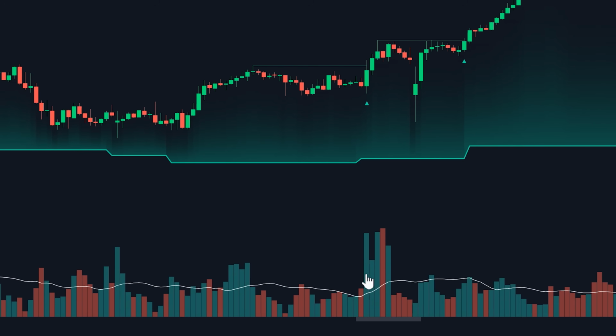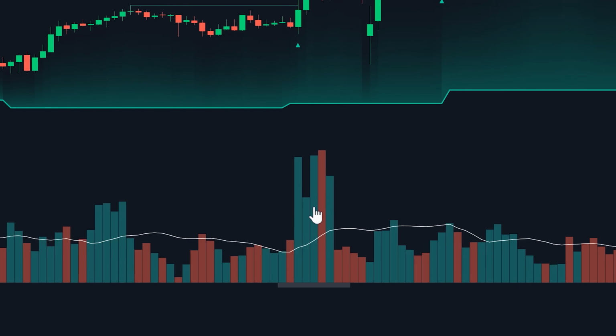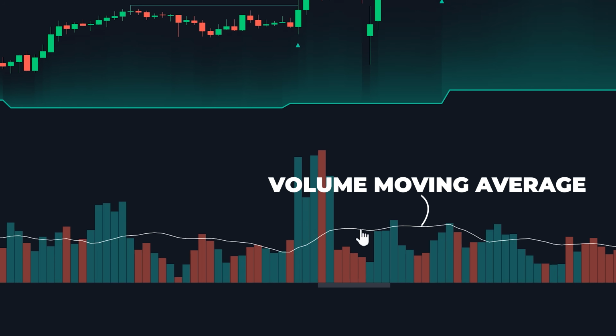Those vertical histogram bars are the raw activity for each candle. Higher bars mean more contracts or shares traded during that period, lower bars mean less, and the colors link to candle direction. Green when the candle closed above its open, red when the candle closed below it. The white line is your volume moving average, and we'll use it as a threshold so we only act when activity is above typical levels and the move has real backing from the market.